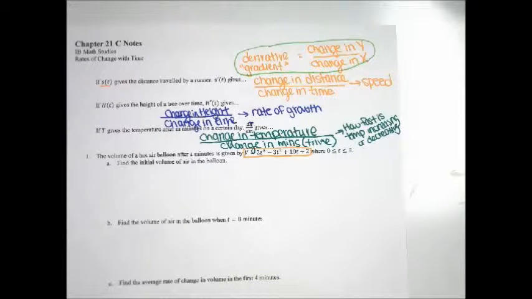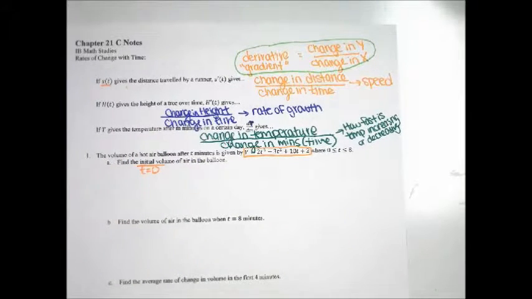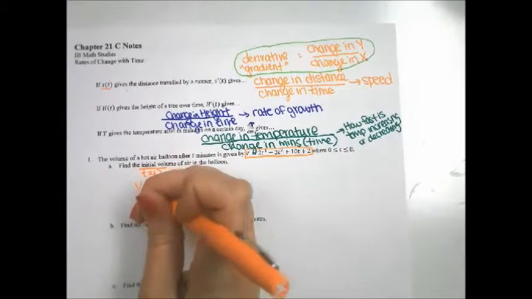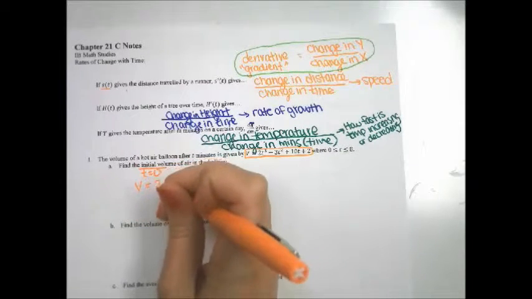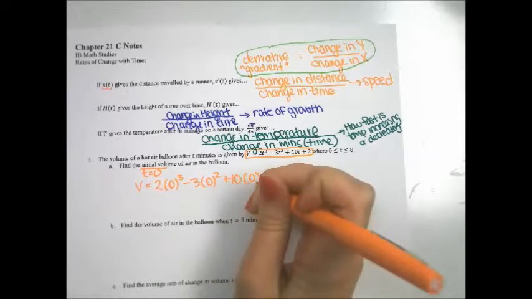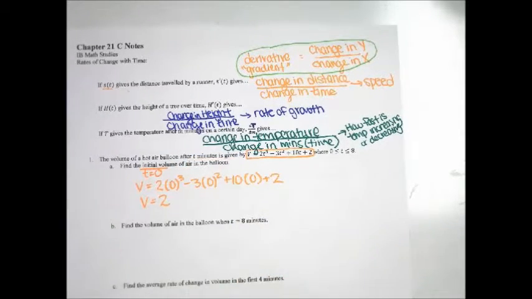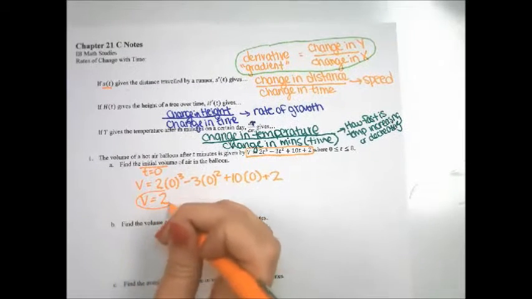V is the volume over a certain amount of time. Our time is in minutes. Find the initial volume of the air in the balloon. We want to know how much air is in the balloon; initial is when t equals 0. We don't want to know how fast the volume is changing. We just want to know how much volume there is. So to do this, we just do a direct substitution. We plug 0 into our original function. And 0, 0, 0, 2. So what's the volume in a hot air balloon? Our volume is 2.